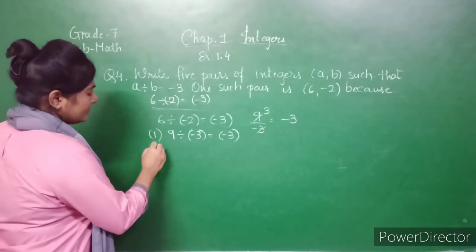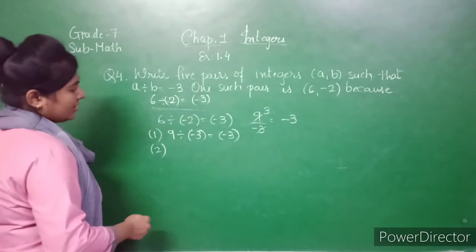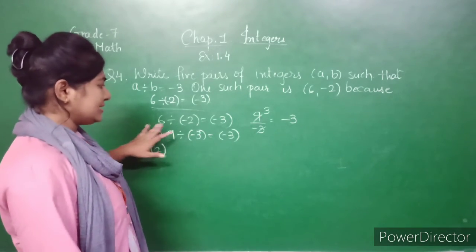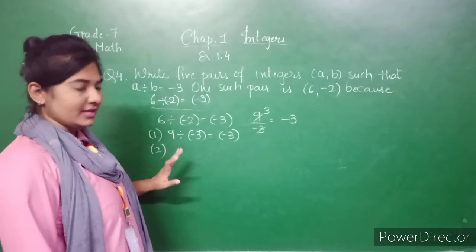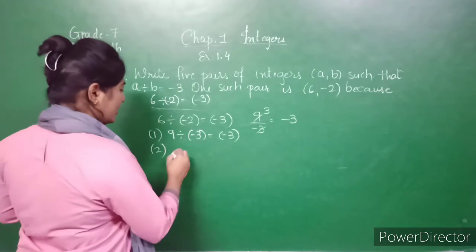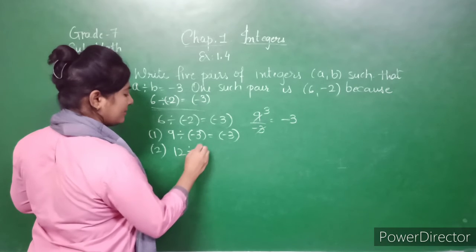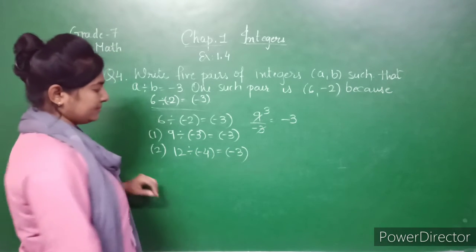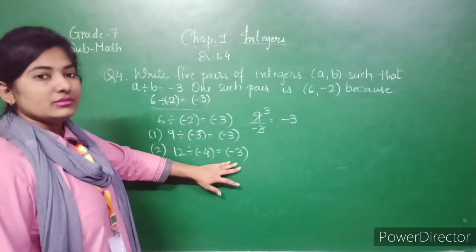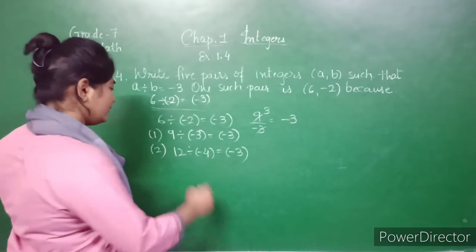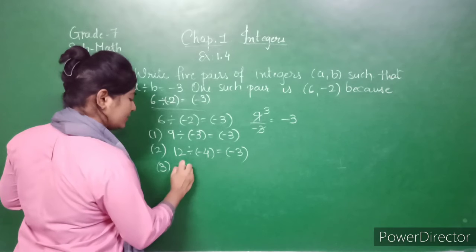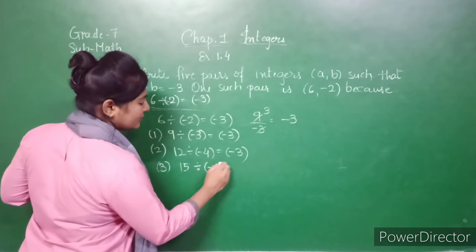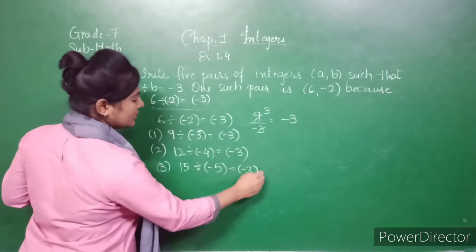Another pair is, here you can take like this also. 3 twos are 6, 3 threes are 9. So 3 fours are 12. So 12 divided by minus 4, it is also minus 3. Now 3 fives are 15. So here 15 divided by minus 5, it is minus 3.